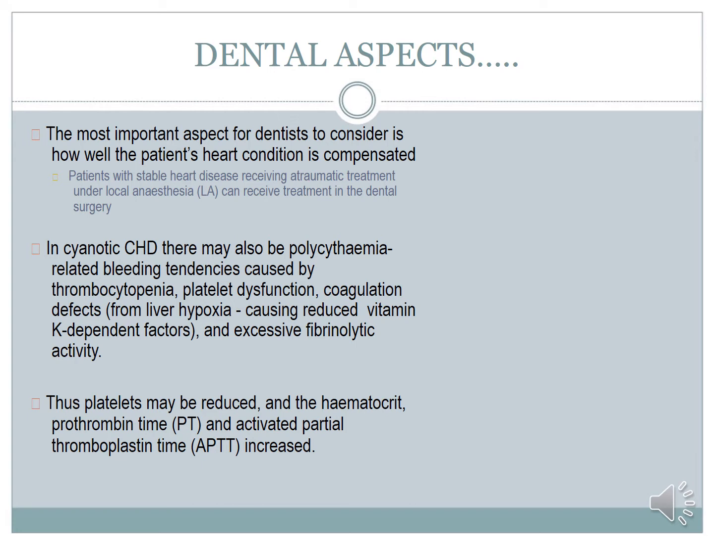So in the case of cyanotic congenital heart disease, there can be polycythemia-related bleeding disease caused by thrombocytopenia, platelet dysfunction, coagulation defects, and excessive fibrinolytic activity. Thus, platelets may be reduced, and the hematocrit, prothrombin time, and activated thromboplastin time will be increased.